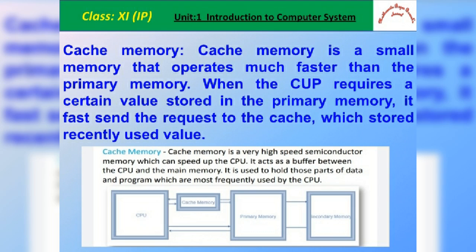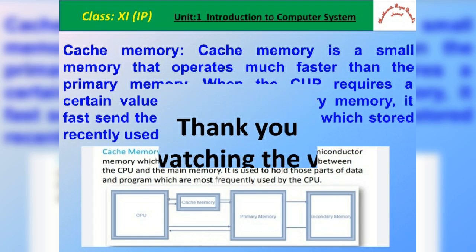Even a small cache, able to store about 1% of the data stored in the primary memory, can reduce the average memory access time significantly and thus improve the overall performance of the computer. That's why the cache memory is necessary. So this is all about your memory unit.